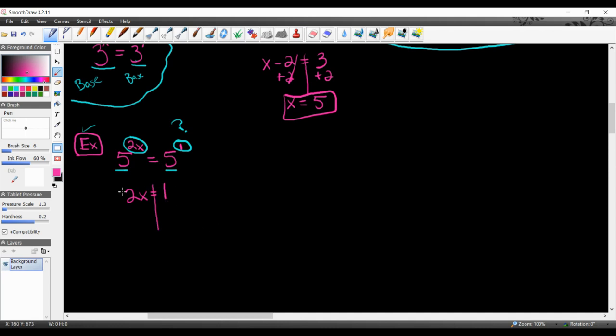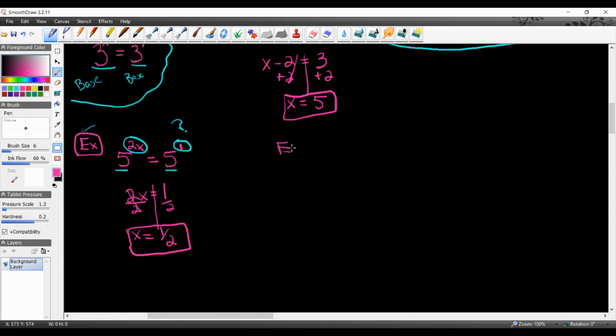And then just like before, we're going to solve. In this case, we would divide by 2. So x is equal to 1/2 in this case. Okay, let's go ahead and do another example.